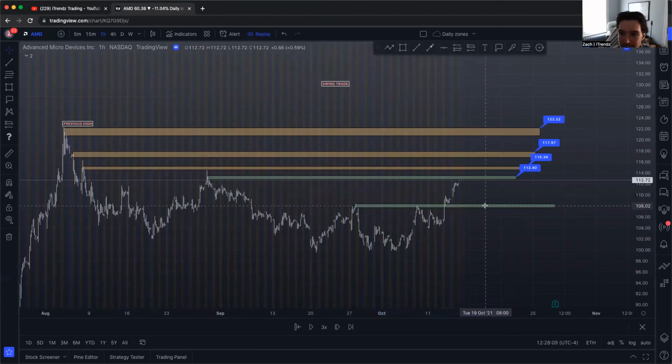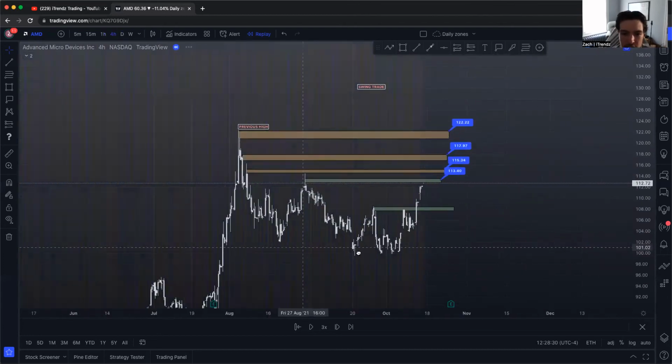So I'm interested in taking any position. If we retrace back down to this level, this 108, I'm very interested in taking it long, in which this 113 will become my first take profit level. But if we're not going to retrace back down to 108, and we're actually going to hold this 113.50, I'm interested in taking it long above here and seeing a few day extension back up to these levels here, right? Let's look at the 4 hour just to confirm.